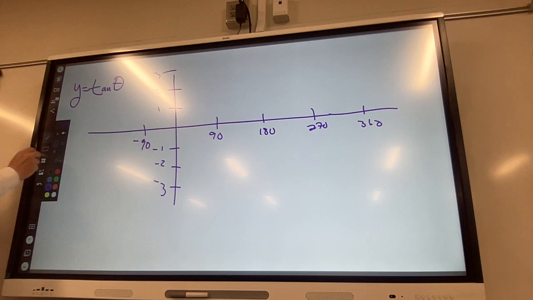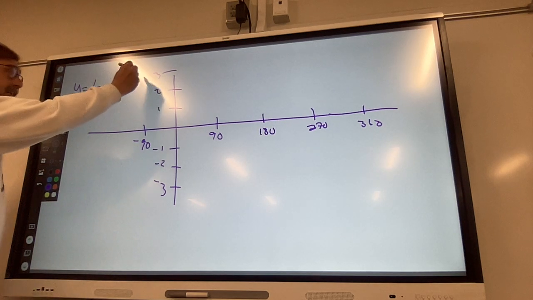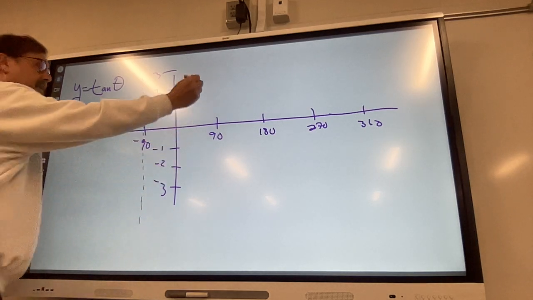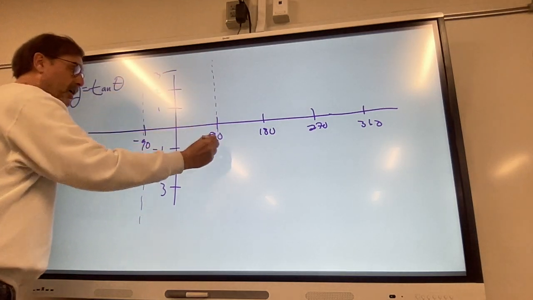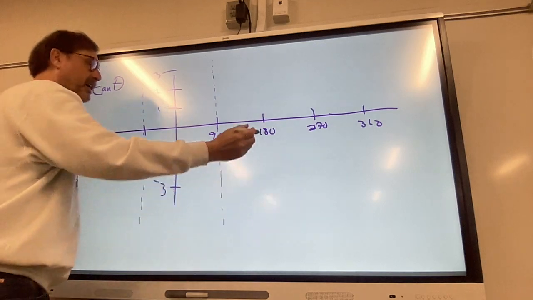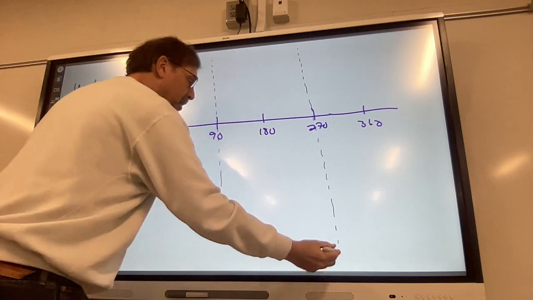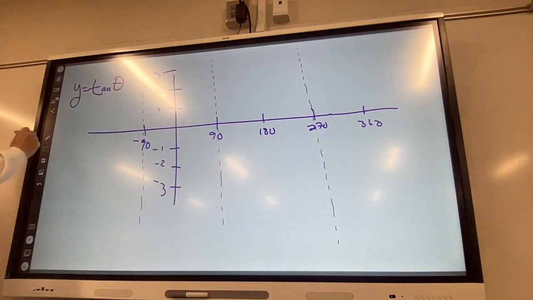So the tan graph has, and we're recording this, so I have to be real careful when I say it. Asymptotes. Okay, all right, they probably didn't hear it. A little dotted line coming up and down at 90. A dotted line coming up and down at positive 90. A dotted line coming down at 270.